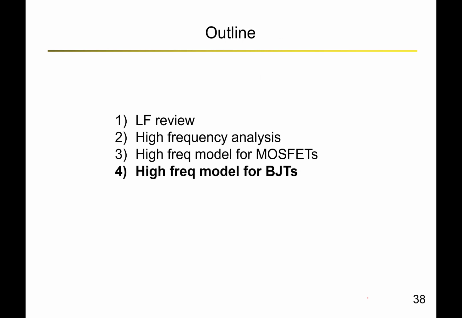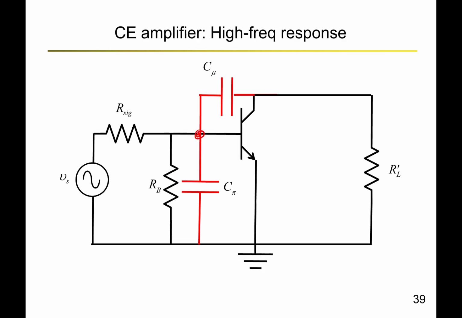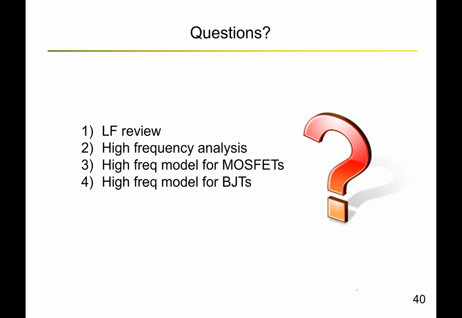Next, a brief note about the high frequency model for the BJT. Similar to the MOS, we can imagine that there would be a base to collector capacitance. We call it C mu, base to collector. And there is a base to emitter capacitance. We call it C pi, which is basically in parallel to R pi, and that's where the name comes from. So this is base to emitter. And everything else remains similar, both the short circuit, open circuit analysis, as well as small signal analysis with these two additional capacitances. So with that, we have reviewed the low frequency, shown how high frequency analysis should be done, presented a model for MOSFETs with CGS and CGD, and presented a model for BJT with C mu and C pi.